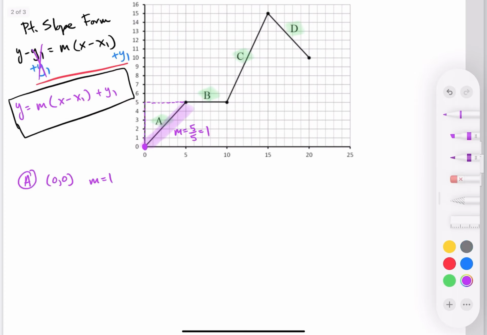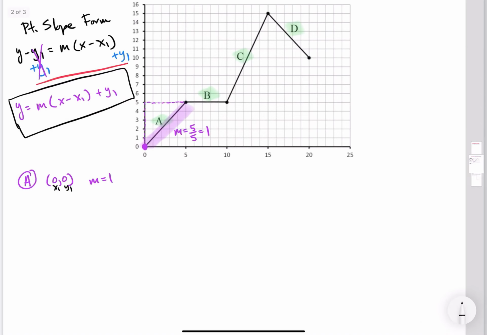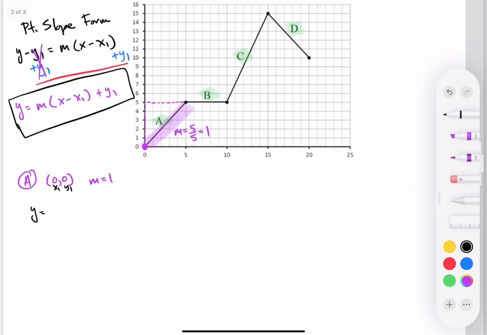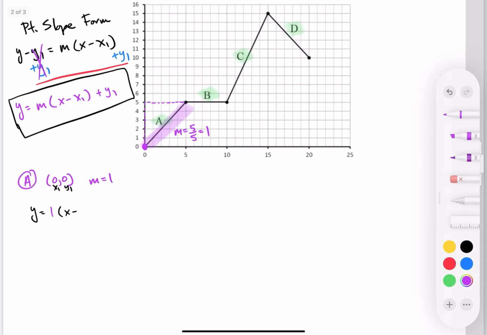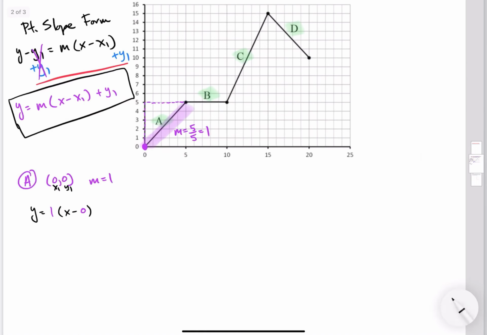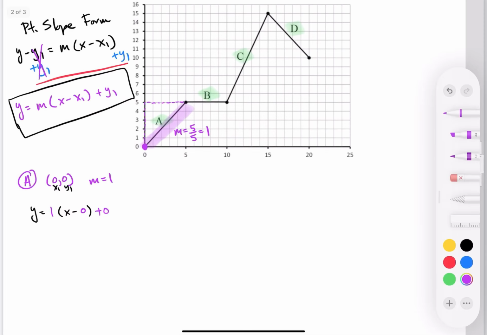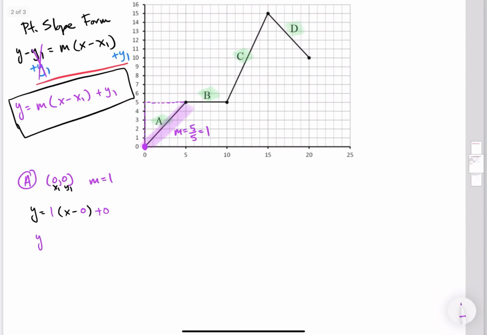Well, if I put it all into our point-slope form, we have our x1 and our y1, and we just substitute. So y is now equal to our slope, which in this case is 1, times x minus x1, and x1 is 0. And then we add in our y1, and y1 is also 0, so plus 0. So there is a point-slope form, but we're going to simplify this if we can. 1 times x minus 0 is just 1x plus 0. So this is just going to be y is equal to x.